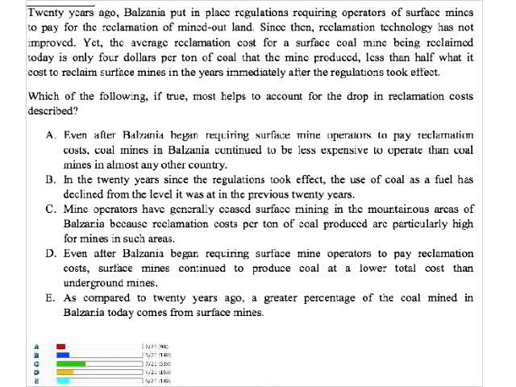20 years ago, Balzania put in place regulations requiring operators of surface mines to pay for the reclamation of mined out land. Since then, reclamation technology has not improved. So what they're doing here is they're taking away a confounding variable. Just keep reading, but make sure you know that improving technology can't be a factor anymore. The average reclamation cost per mine is only about $4 per ton of coal, which is less than half what it used to be. So the $4, again, doesn't matter. What matters is that it's less than half.